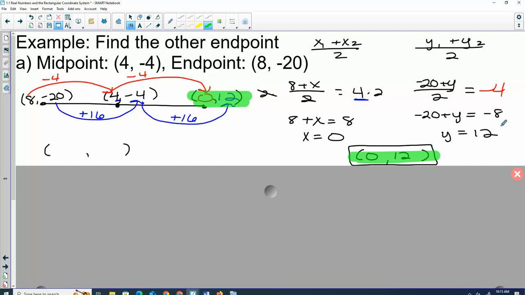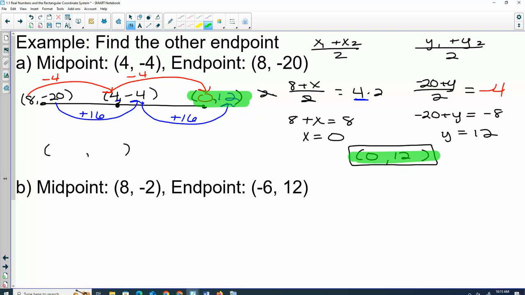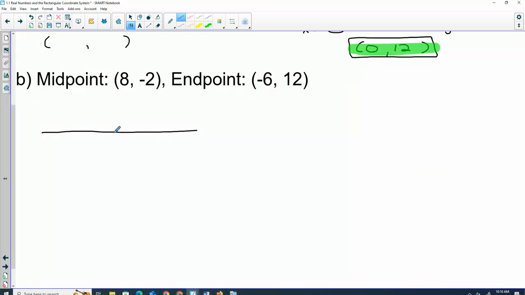All right, how many of you like doing the equations? Okay, there's always a few people. How many of you like the reasoning? Most of you? All right, here's a problem for you to try. Whichever way you want to get there is fine. So we know the middle is 8, negative 2. The first endpoint is negative 6, 12. I'll show both ways. Feel free to just tune me out if I'm doing the way you don't like.